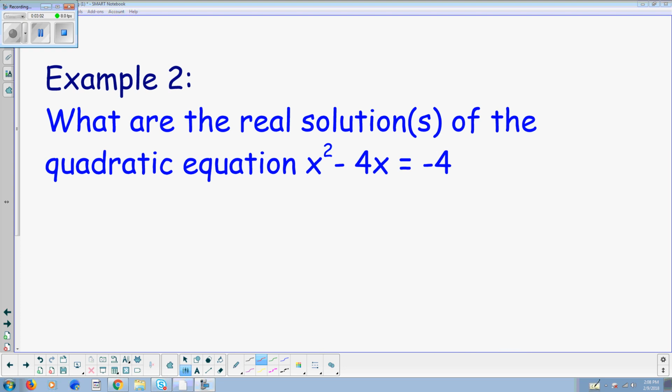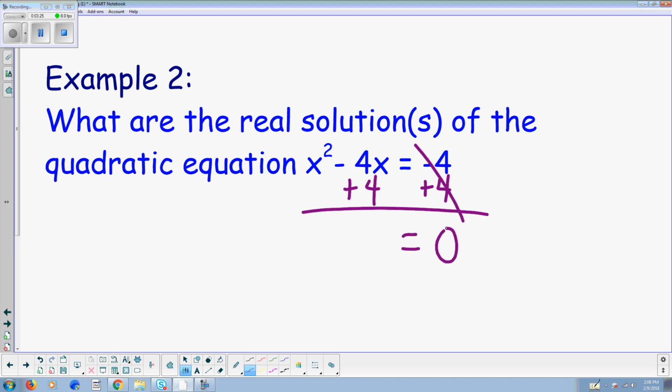In example 2, we're going to do the same steps. It says, what are the real solutions for the quadratic equation? Again, we want to graph this on our calculator. However, if you'll notice, this equation is not in standard form, and before we graph on the calculator, we have to have the equation set equal to 0. So, to begin, I'm going to add a 4 on both sides of this equation so that I get a 0 on the right-hand side, rewriting this as x squared minus 4x plus 4.